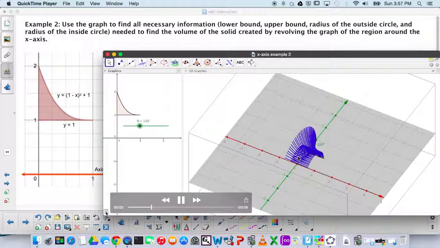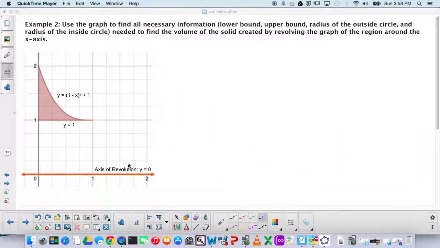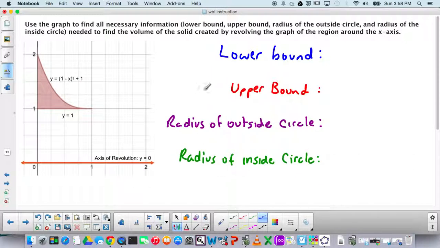So it kind of goes up. Notice we have this hole in the middle. Okay, so we have a true washer. It kind of looks almost like a button on your jeans or something like that. So we're going to find that necessary information again.